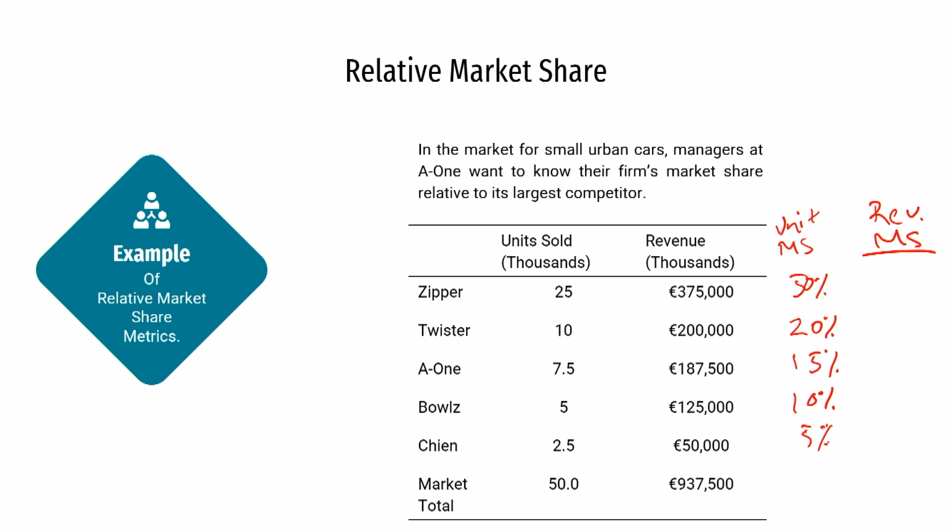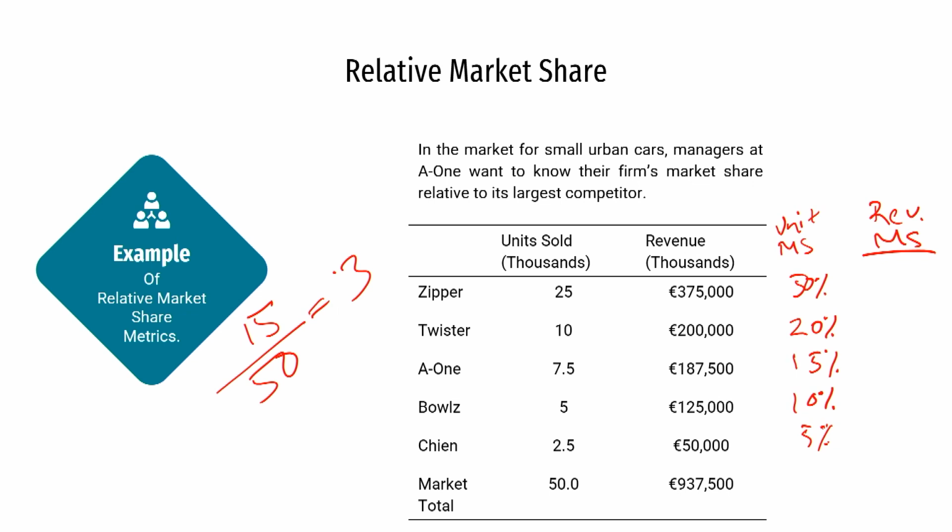Now, if I have to calculate the relative market share for A1, what will it be? It is 15%, but the leading competitor has a market share of 50%. So, my relative market share in this particular industry, in terms of unit market share, is 15 divided by 50, that is 0.3. So, what does it imply?